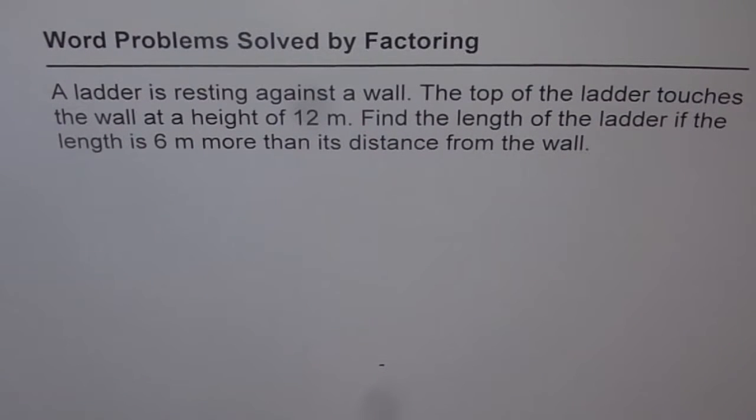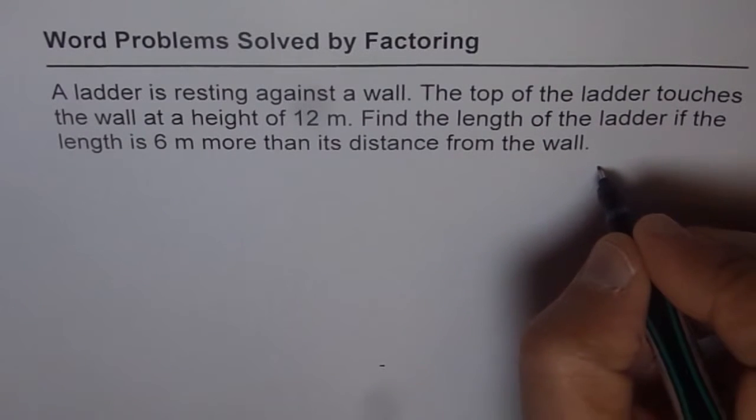Word problem solved by factoring. The question here is, a ladder is resting against a wall. The top of the ladder touches the wall at a height of 12 meters. Find the length of the ladder if the length is 6 meters more than its distance from the wall. So let's try to sketch it and then we'll try to do it.